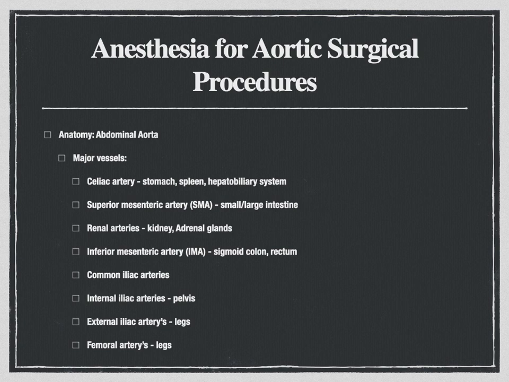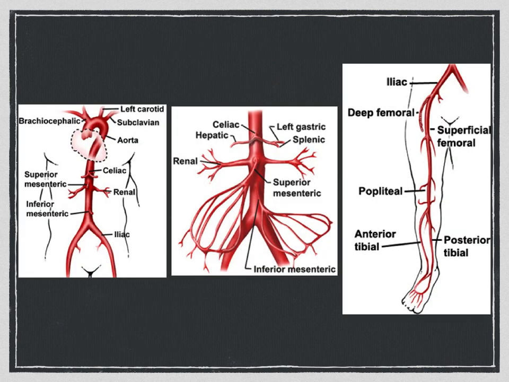There are several mnemonics out there to remember the major vessels that come off of the abdominal aorta. One of my favorites is found at a place called Help Hippo. And if you just Google Help Hippo and major vessels from abdominal aorta, you will find a rather humorous way to remember. And here's a depiction of the vessels that come off of the abdominal aorta and all the way down to the lower leg.